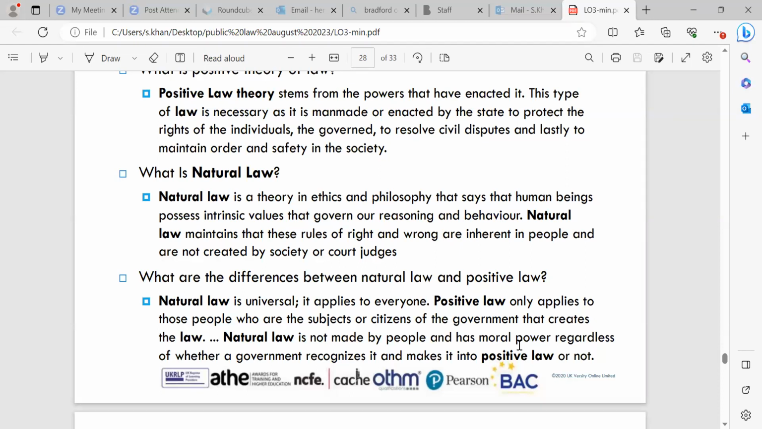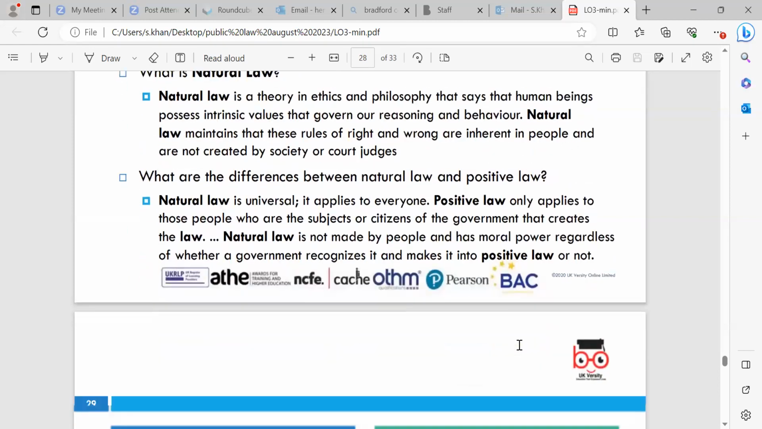What are the differences between natural law and positive law? Natural law is universal. It applies to everyone. Positive law only applies to those people who are subjects or citizens of the government that creates the law. Natural law is not made by people and has morals regardless of whether a government recognises it and makes it positive law or not.